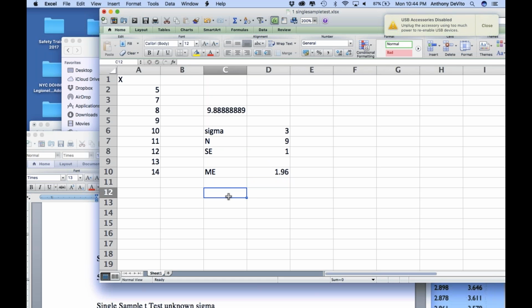So my confidence interval: I'm sorry, I don't need to multiply that again, I already multiplied that out. It's equal to 9.88 plus or minus our margin of error. So our 95% confidence interval is 7.9 to 11.4.